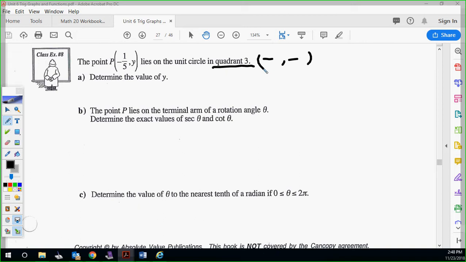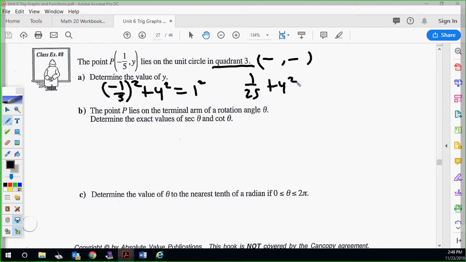To determine that value, I want negative 1/5 squared plus y squared to equal 1 squared, and I'm going to solve for y now. So negative 1/5 squared is 1 over 25.